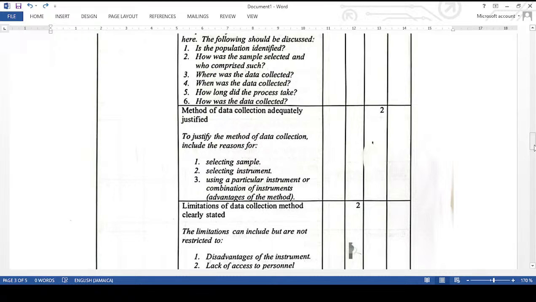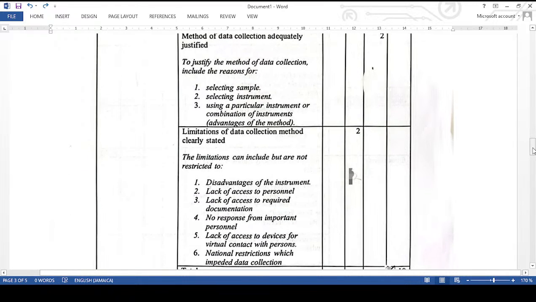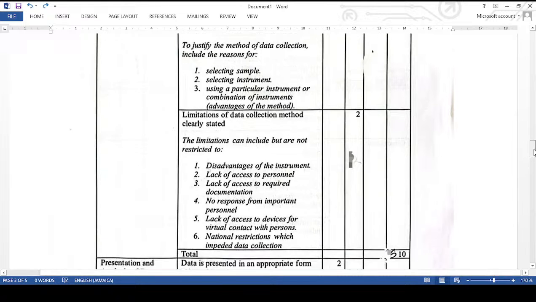And that's a simple Google, right? You can get the advantages of a questionnaire. You must not only talk about the advantages, but you must talk about the limitations or the disadvantages of using that method, right? So you look at the limitations. You can talk about the disadvantage of the instrument, lack of access to personnel, lack of access to required documentation. All of these things can be limitations to the data collection method that you would have chosen. All right.